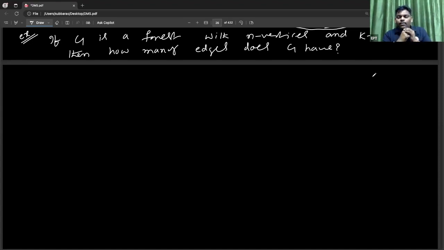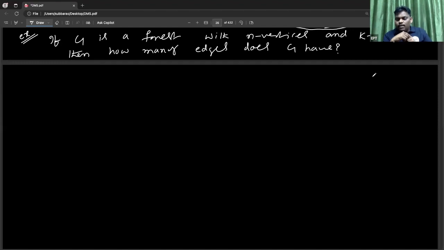Can you help me now? Is G a connected one or a disconnected one? G is a graph, okay, connected or disconnected? I want to get clarity from your side. Are k connected components there? G is a forest with n vertices and k connected components. G has these many components. How is G connected?